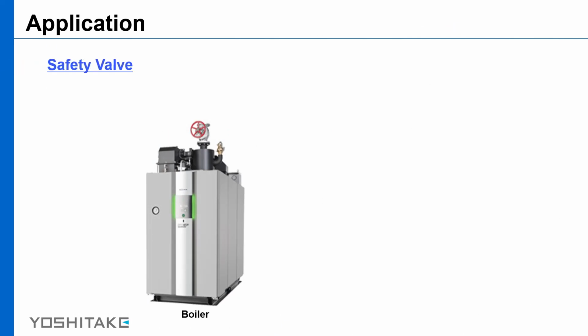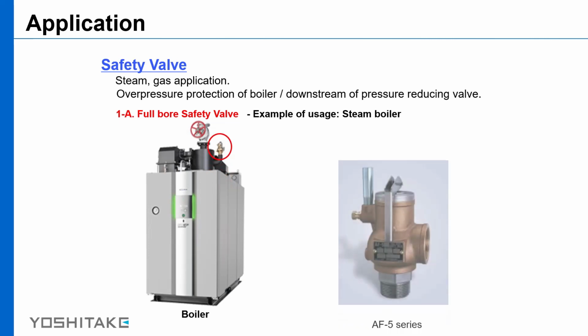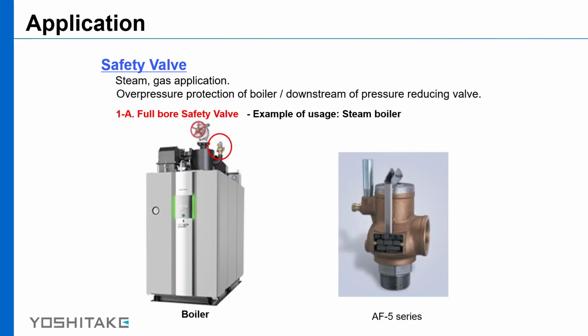This is the application of the safety valve. It can be used for fluids such as steam and gas. The application is for overpressure protection of a boiler and downstream of a pressure reducing valve. This is the example of usage of a full bore safety valve, AF5 for a steam boiler.